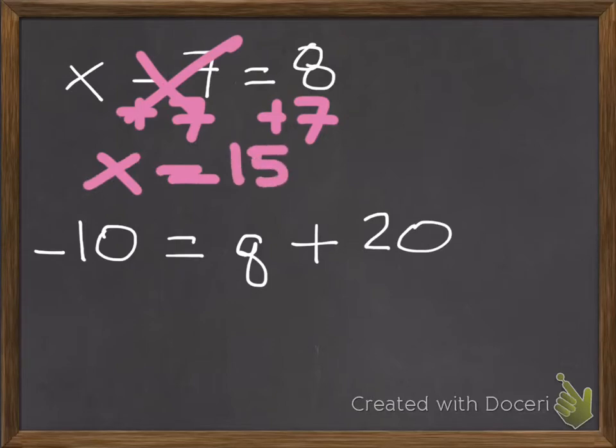All right, next one, negative 10 equals q plus 20. We're going to solve for q, so this time we're going to take the 20 away. It's plus 20, so we need to subtract 20.